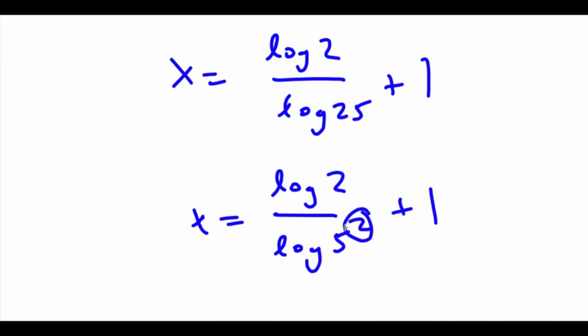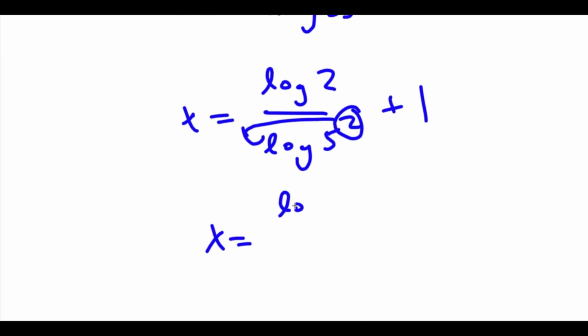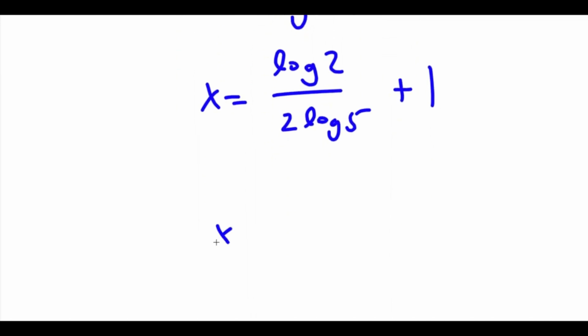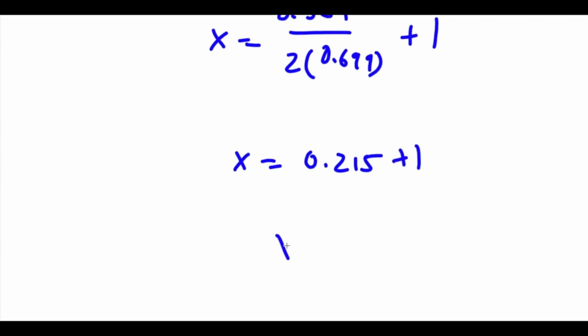Now I can actually move my 2 here to the front, because remember that property. So now I have x is equal to log 2 over 2 times log 5 plus 1. Now log 2, this is equal to 0.301, and log 5, this is equal to 0.699. So now if I divide these two, I get 0.215 plus 1. So our answer is 1.215.